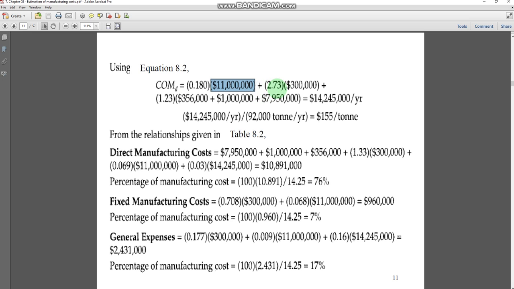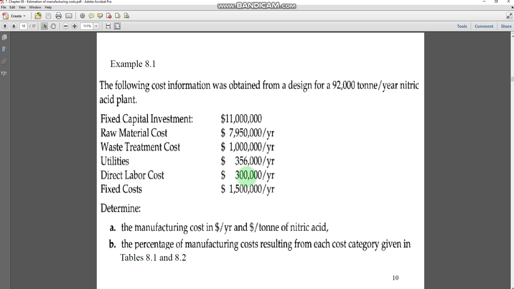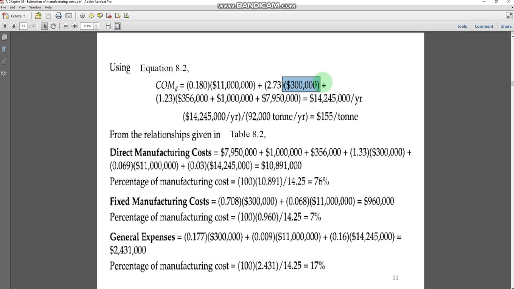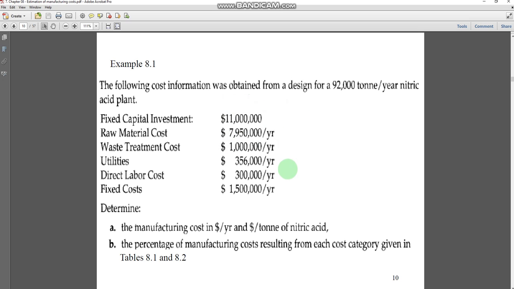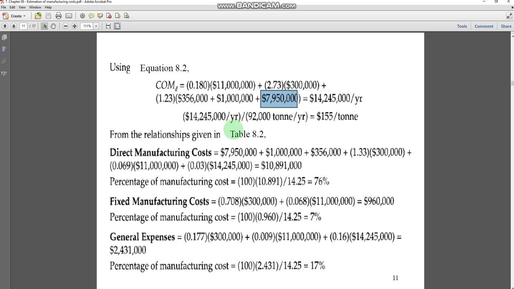Then we can have 2.73 multiplied by the cost of operating labor. The operating labor is $300,000 per year. Then we can have plus 1.23 in the bracket, 3.5 million dollars as the utility cost. Then we have to include the waste treatment cost and the cost for the raw material. All of this information is provided in this table. So the total cost of manufacturing would be equal to $14.25 million per year.